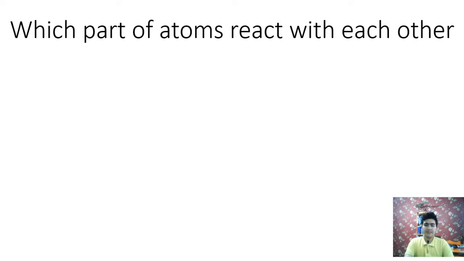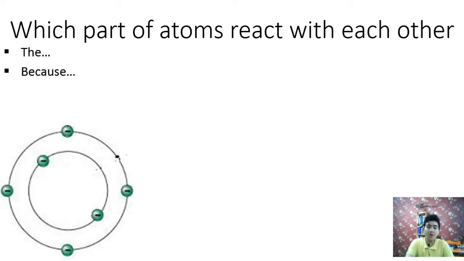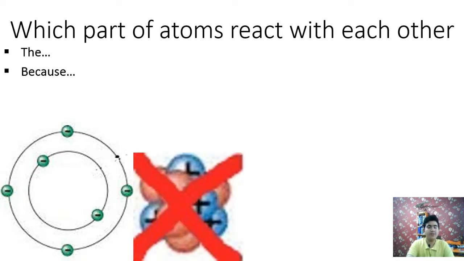When two atoms approach each other in a chemical reaction, their nuclei are very far apart from each other, and thus their nuclei don't interact. So only the electrons, which are in these lines, are involved in chemical reactions. So there is no involvement of the nucleus.